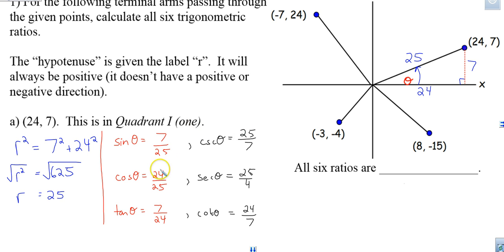One thing these all have in common is that all 6 ratios in this quadrant are positive. They're all positive values, and that's because your x value is always positive in this quadrant, and your y value is always positive in this quadrant.